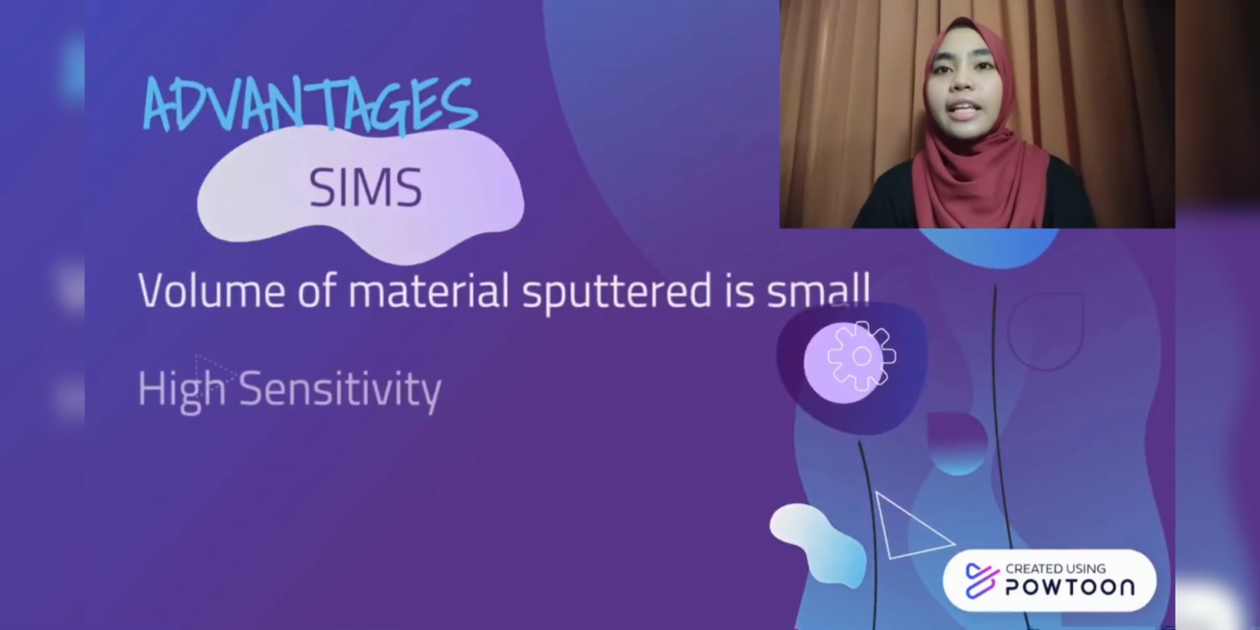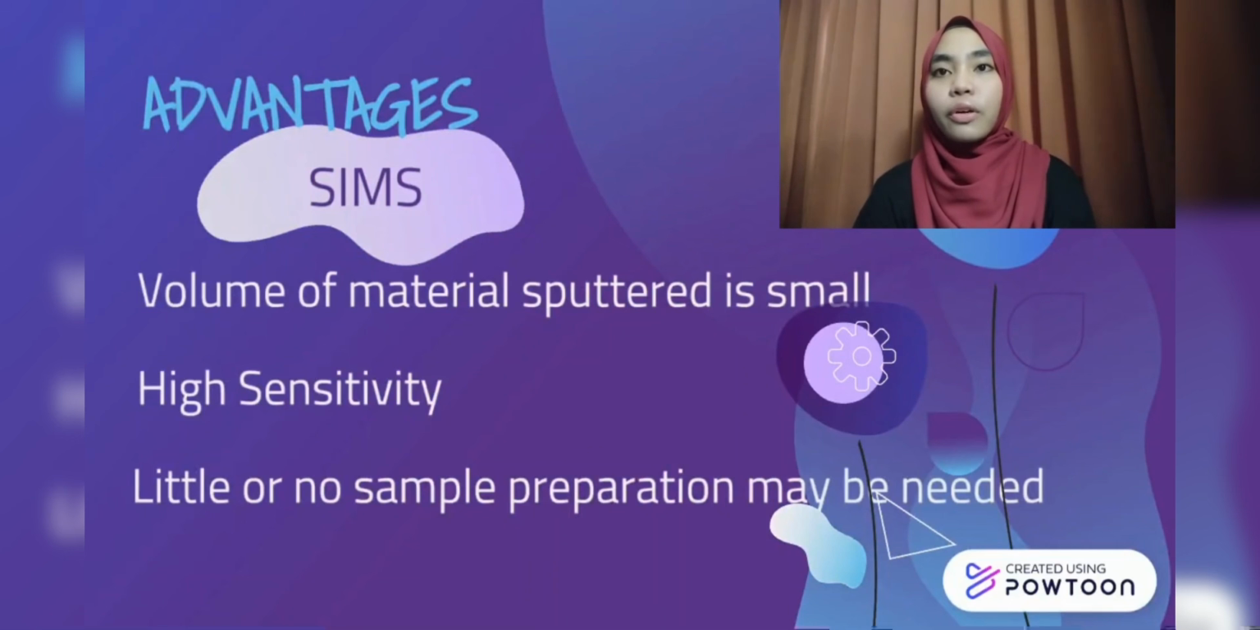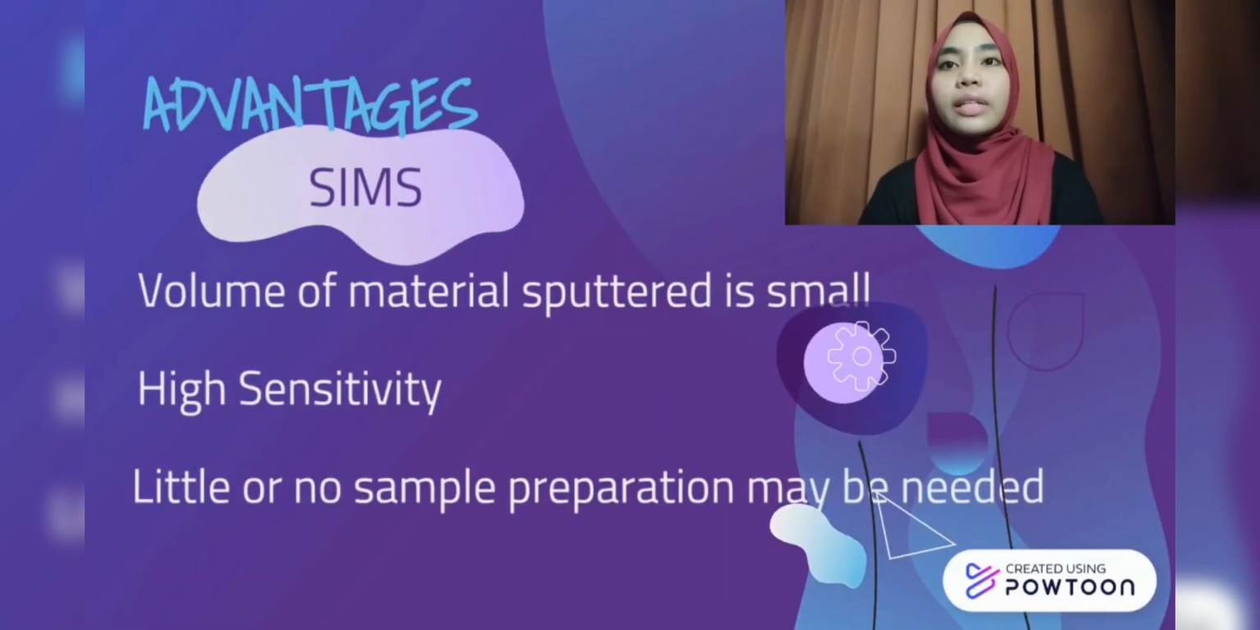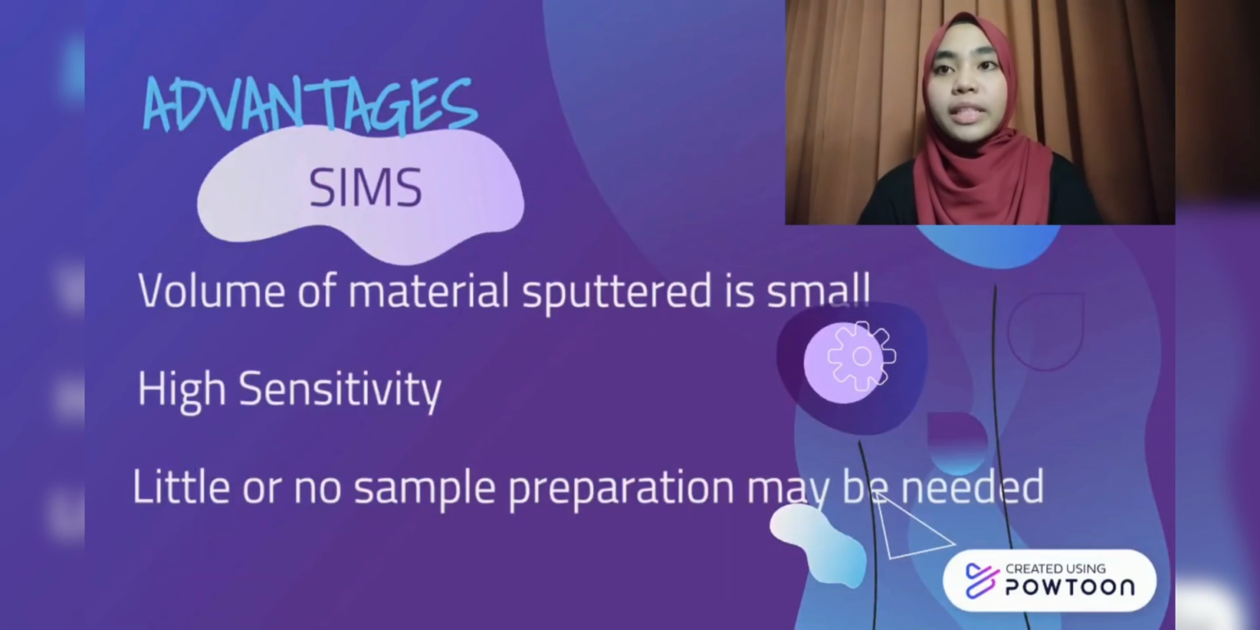There are advantages and limitations of secondary ion mass spectroscopy. For advantages, the volume of material sputtered is small. Using a high energy and high primary beam density, such as dynamic mode, a volume of 100 to 1000 cubic micrometers is analyzed. Next is high sensitivity, which means that samples with low concentration levels down to ppb levels can be analyzed with secondary ion mass spectroscopy. And also little or no sample preparation may be needed. For example, a typical uranium-lead analysis only consumes a few cubic micrometers of sample.